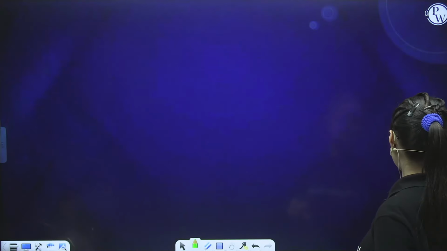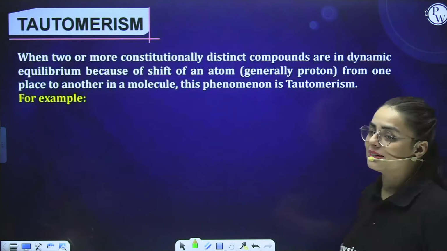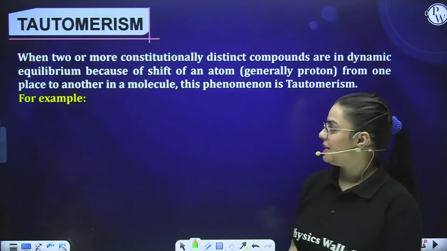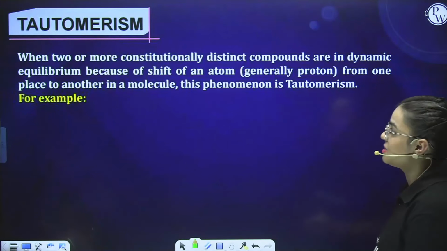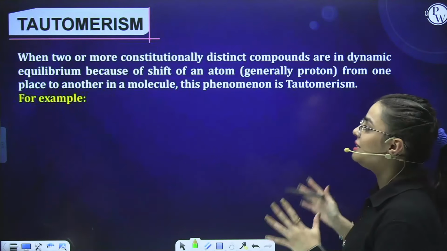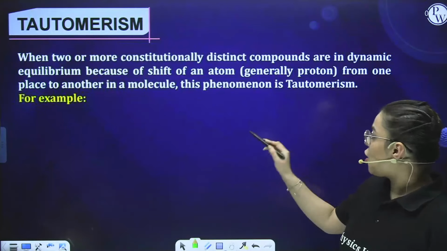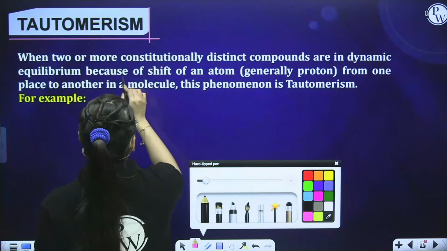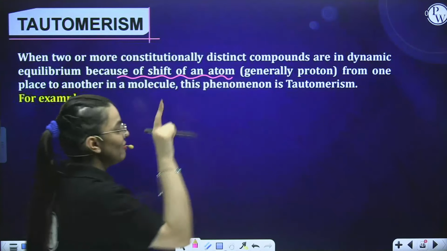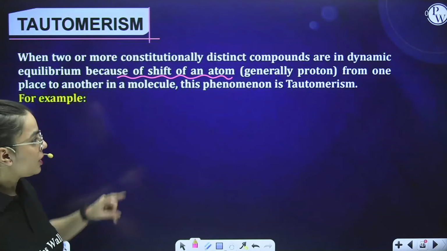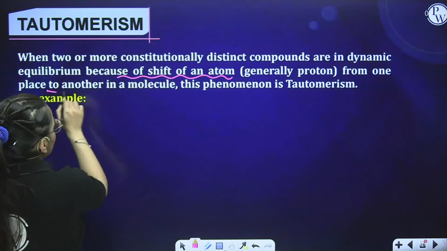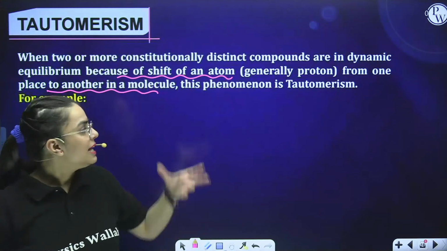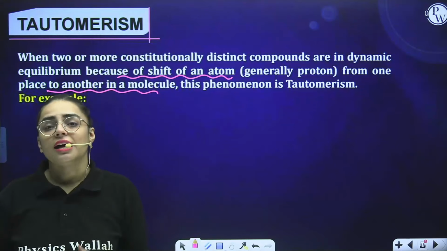Now students, I am going to move forward towards our next category, that is referred to as Tautomerism. What do you mean by Tautomerism? Let us see. When 2 or more constitutionally distinct compounds are in dynamic equilibrium because of shift of an atom. Here, this is most important line that you need to remember. Here is a shift of an atom, and that atom is generally a proton. Okay, from one place to another in a molecule, and both of these structures will be in equilibrium with each other. The process is known as tautomerism.